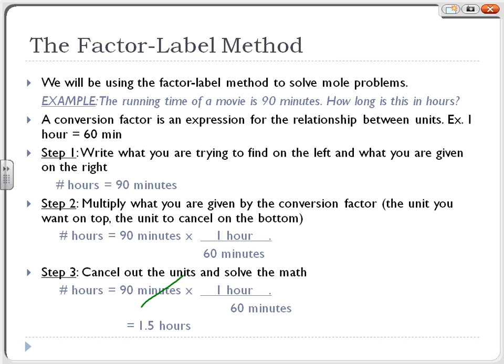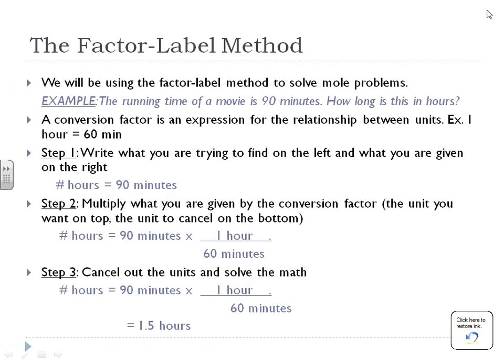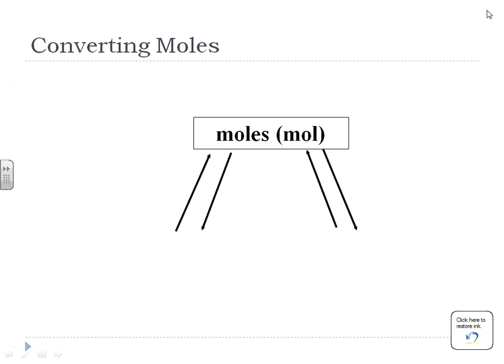So here my minutes cancel out and I end up with hours, which is the unit that I want to keep. Yay! So what do I punch into my calculator? I take 90 times 1 divided by 60, or just 90 divided by 60, and I get 1.5 hours. Done. So that's pretty straightforward. How do we apply that when we convert using moles? Converting with moles is really important. It's pretty much what you're going to be doing for the rest of the course, so make sure you pay attention and rewatch this video as often as you need.